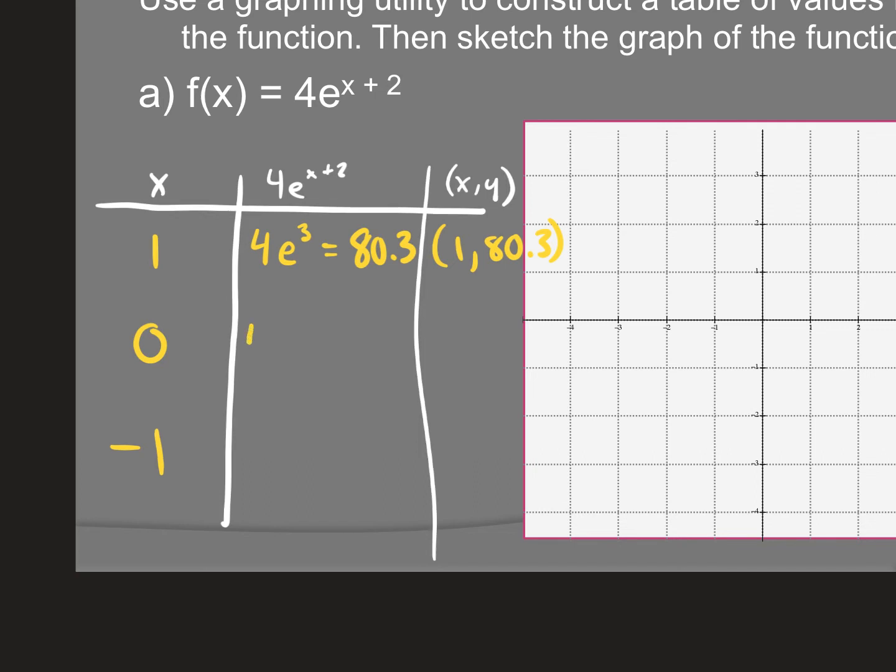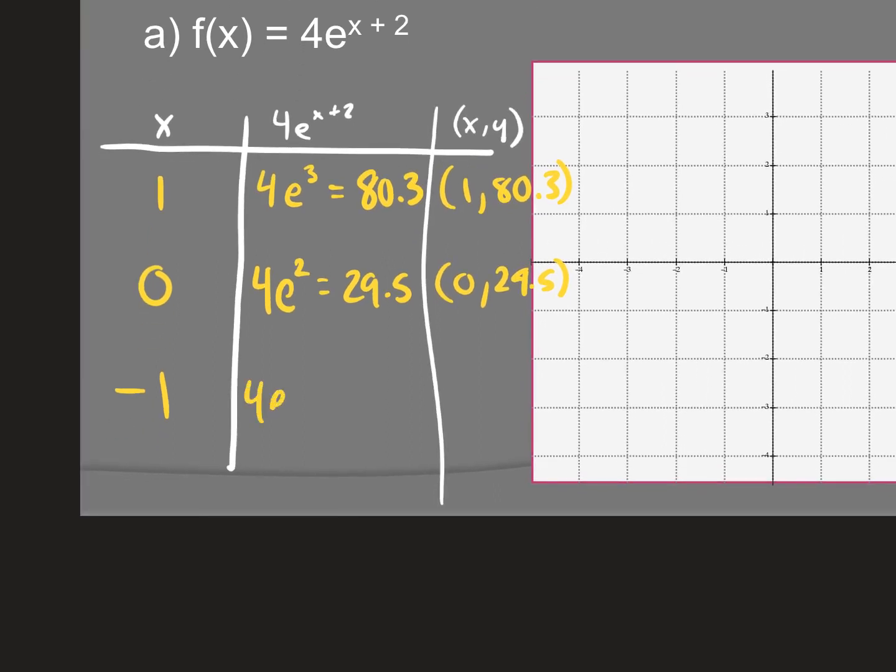So let's plug in 0. I have 4 times e to the power of 2. That gives me 29.5. So I plugged in 0, got 29.5. We're a little bit closer. So let's plug in -1. I have 4 times e to the power of 1, because -1 plus 2 would just be 1. No, e to the power of 1 times 4. We get 10.8. So I plugged in -1 and got 10.8.